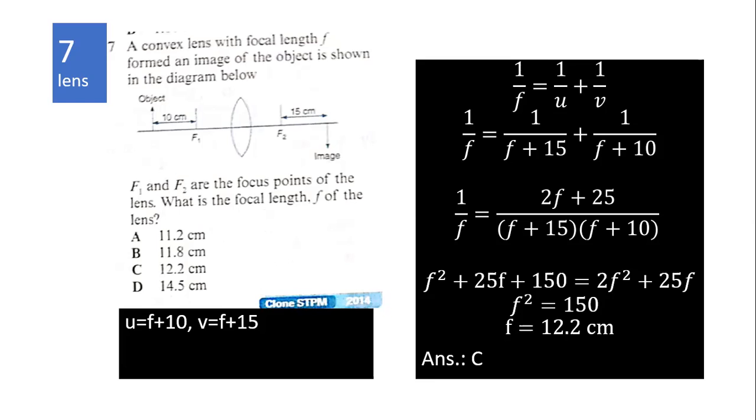Anything not clear? No, all okay. Okay, let's go further then.